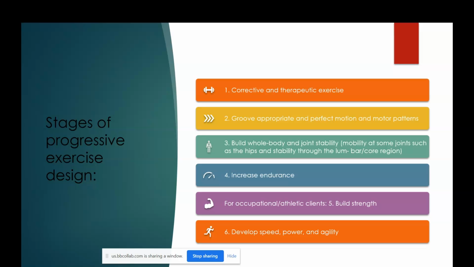This is where we do corrective and therapeutic exercises. Again, this won't be what strength and conditioning coaches or personal trainers will be doing. The therapeutic exercise is what the physical therapists are doing.